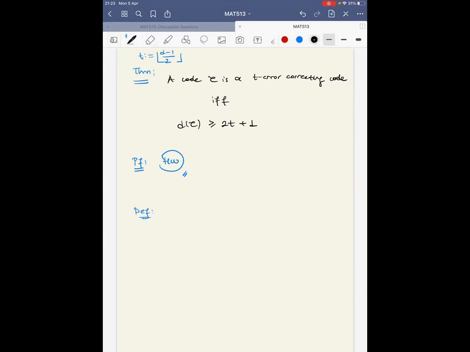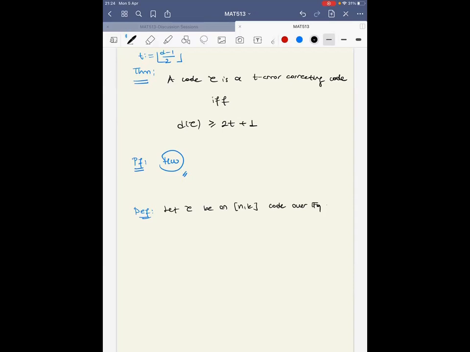Okay, we define a linear code as a k-dimensional vector space or subspace in F_q to the n. And one of the simple ways to describe a specific code explicitly is to write down its basis.